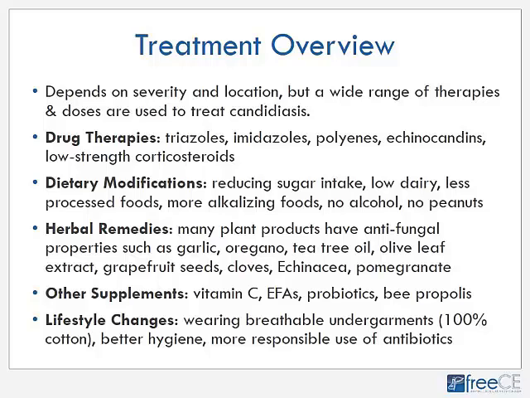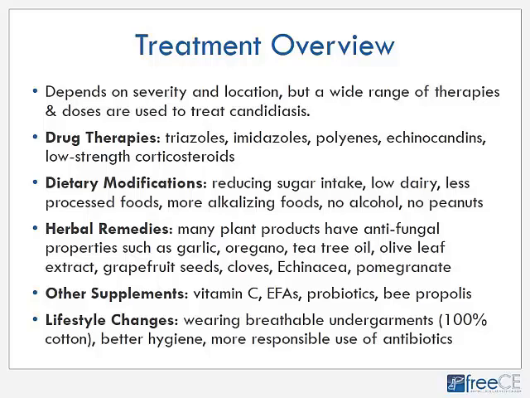Dietary modifications can make a big impact, reducing sugar intake. As noted, Candida loves sugar, loves glucose for energy. Low dairy for much the same reasons. Less processed food, more alkalizing foods such as fresh fruit and vegetables. No alcohol, and reducing some nuts, particularly peanuts and maybe even walnuts, which tend to be quite moldy.